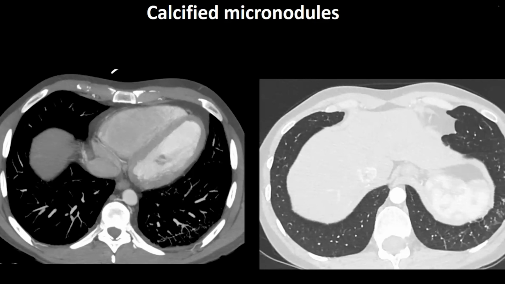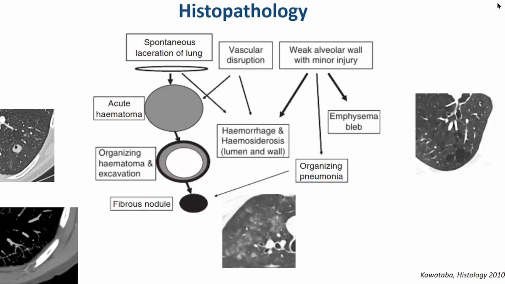Next slide, please. These lesions have been previously described by Kawabata and colleagues. And we have here the main features of the pulmonary fragility as they have theorized them, with acute hematomas occurring spontaneously within the lung, and then secondarily organizing and evolving into fibrous nodules, and eventually with ossification explaining their calcification. We have a pretty nice correspondence here with the images that we have found. The second main feature, besides vascular disruption, is the weakness of the alveolar wall.